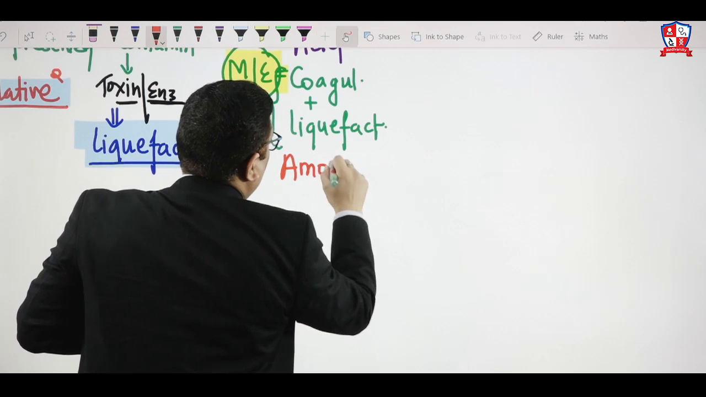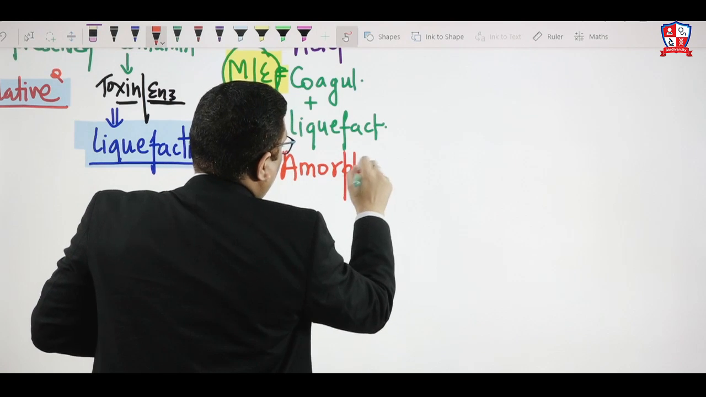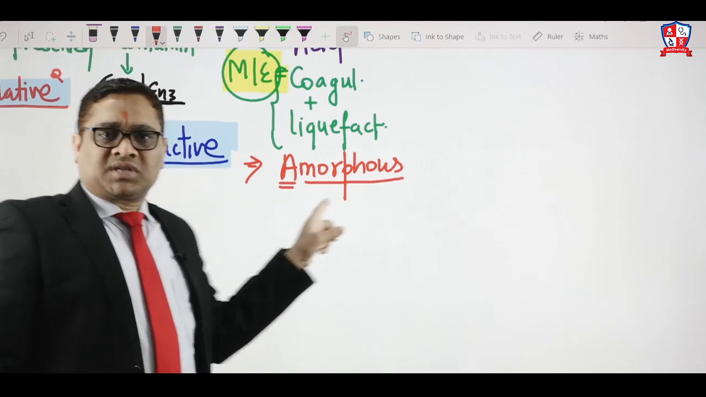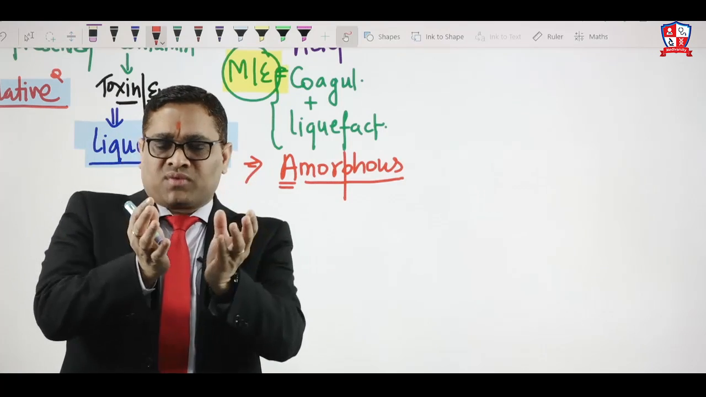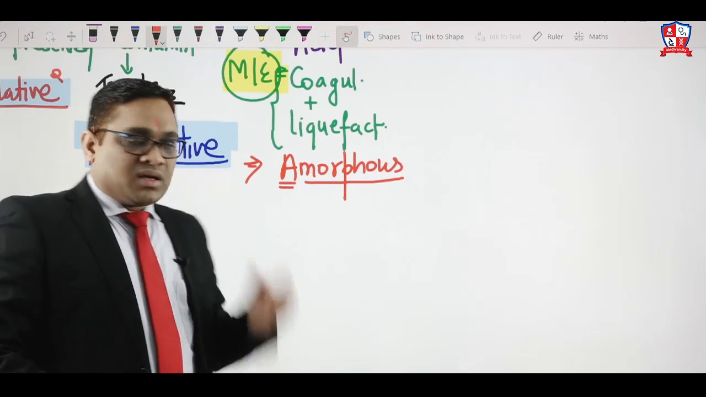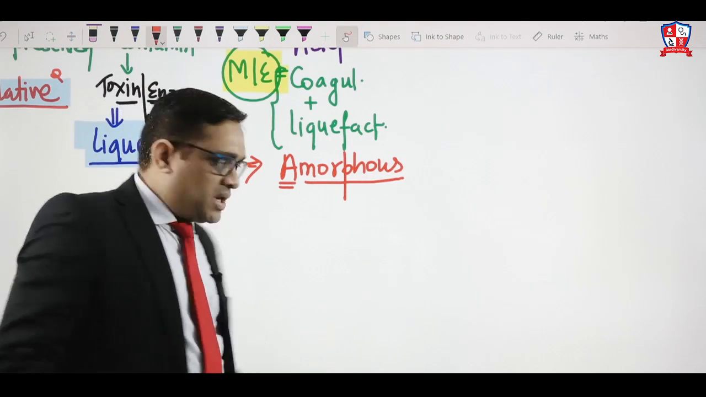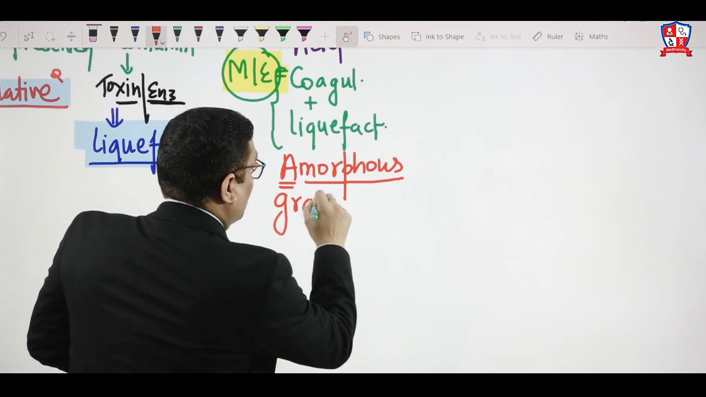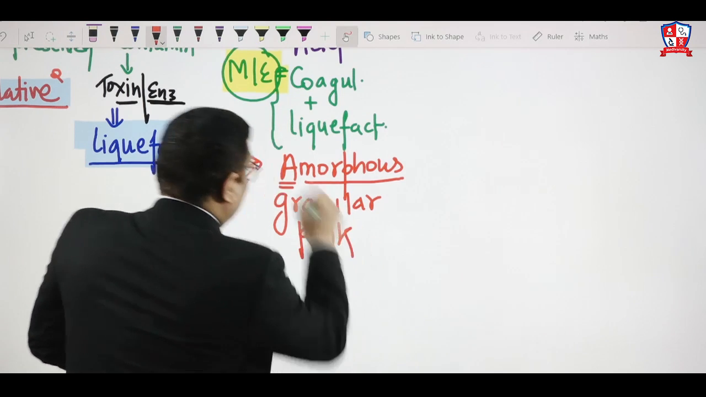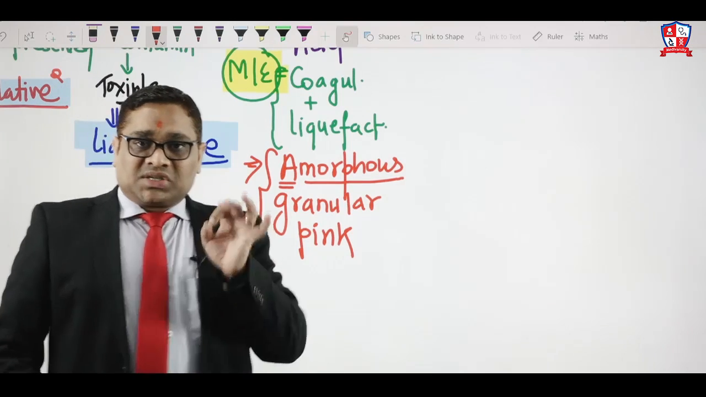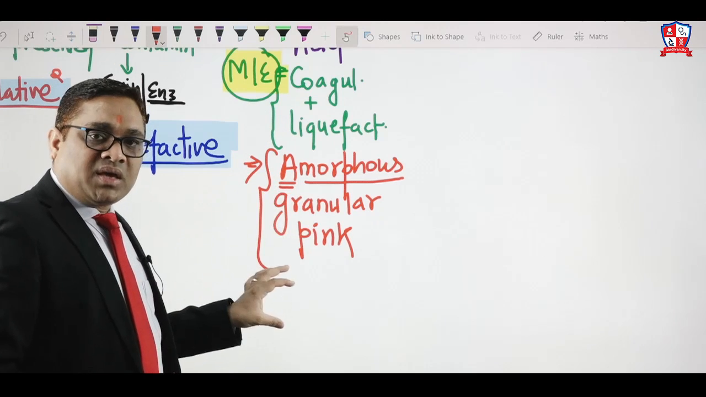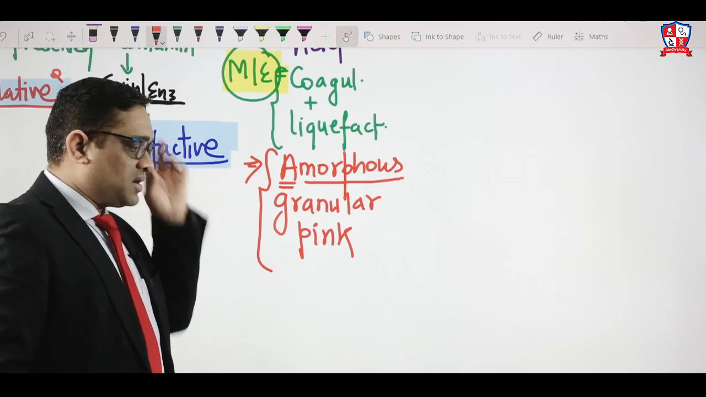I have already told you about amorphous in reversible and irreversible injury. It's very simple to understand. Morphous is derived from morphology. When you see a clear-cut morphology, that is called morphous, and when there is no morphology, that is called amorphous. This is how we describe caseous necrosis on microscopic examination: an amorphous, granular, pink structure.